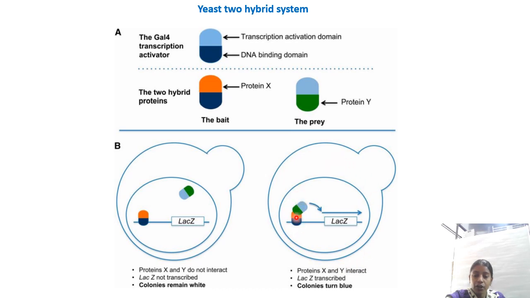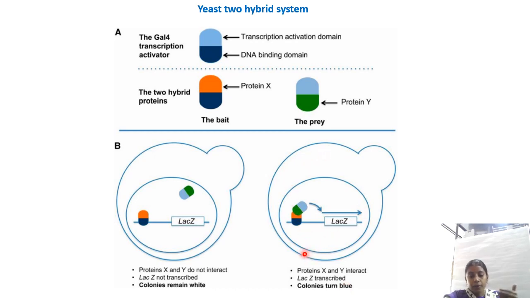As you can see here, the orange and the green represent the X and Y proteins respectively. If they are interacting, then the functional Gal4 transcriptional activator is going to form, which is going to activate the LacZ gene. So what is then going to happen? If X-gal, which is the chromogenic substrate, is added into the media, the beta-galactosidase produced from the LacZ is going to metabolize that X-gal and release the blue colored product. So the colonies turn blue upon interaction of X and Y due to the functional Gal4 formation.